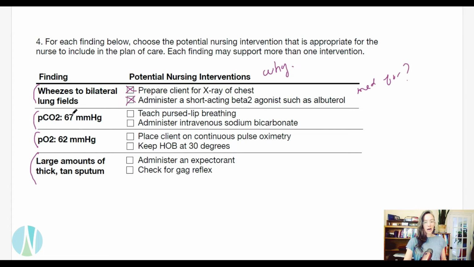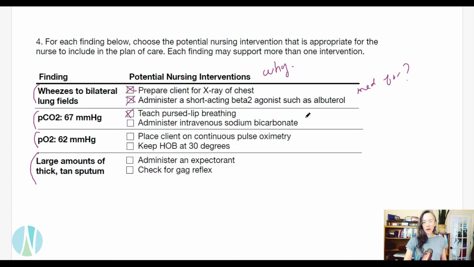Their CO2 was high. So what are we going to do? How are we going to help fix that high CO2? Teach pursed lip breathing. So remember that, where we have them take a breath and then they kind of blow out slow, and that helps to blow out the CO2 gas. So we like that answer.